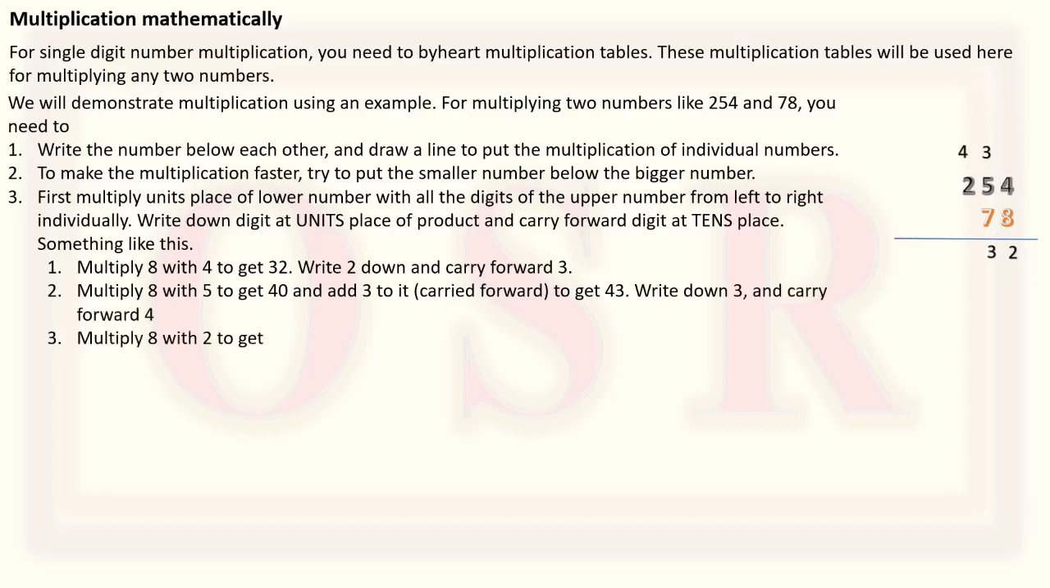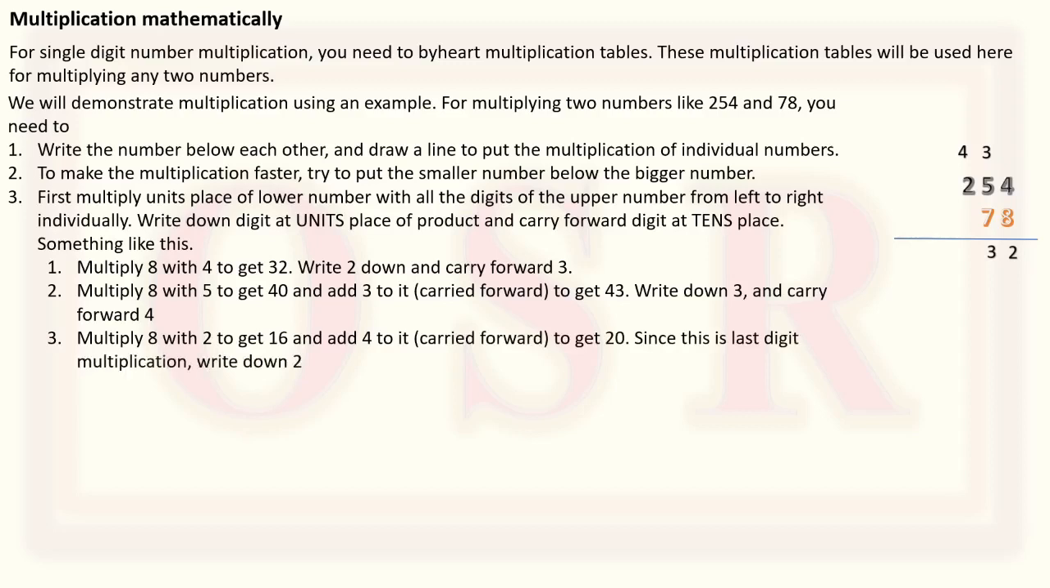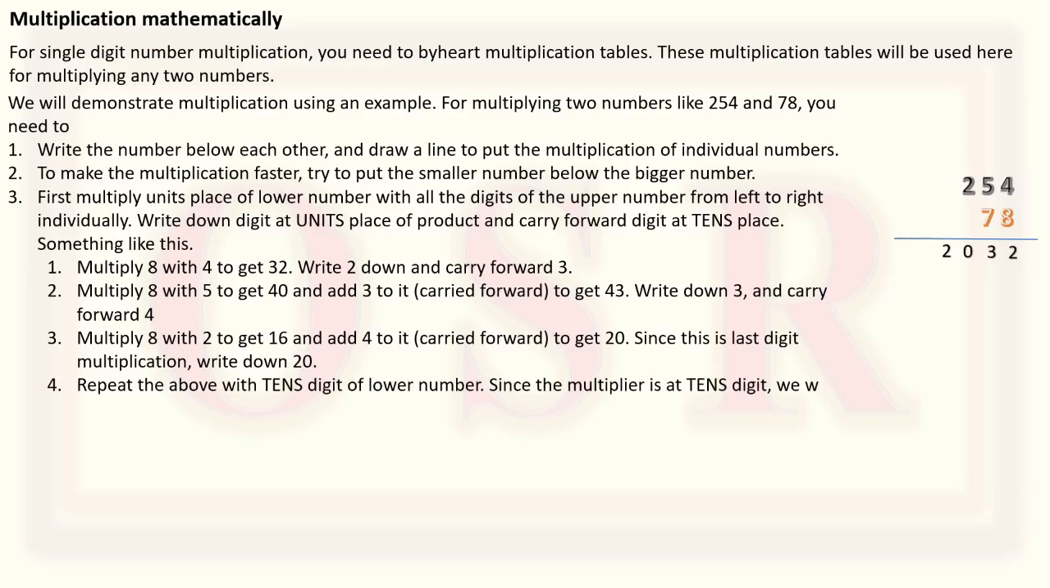Again multiply 8 with 2 to get 16 and add 4 to it. 4 was carried forward earlier to get 20. Since this is last digit multiplication, write down 20. Repeat the above with tens digit of lower number. Since the multiplier is at tens digit, we will write the numbers from tens place like this. So units place we are crossing it out.